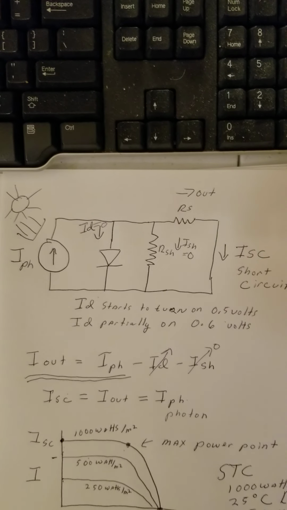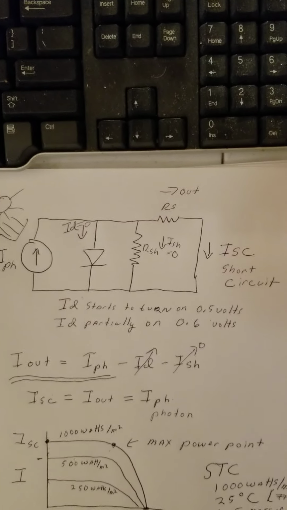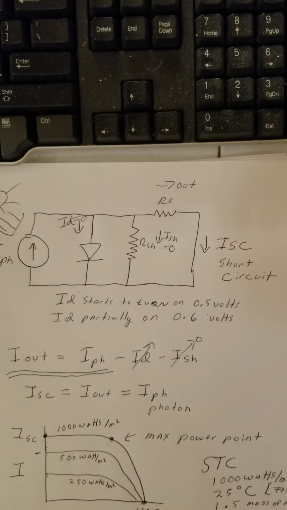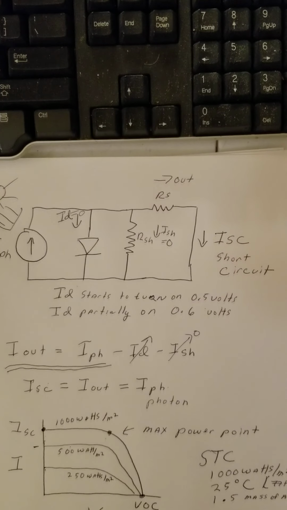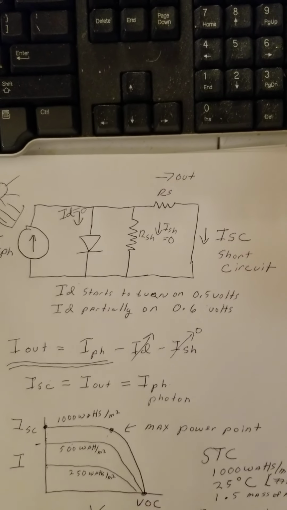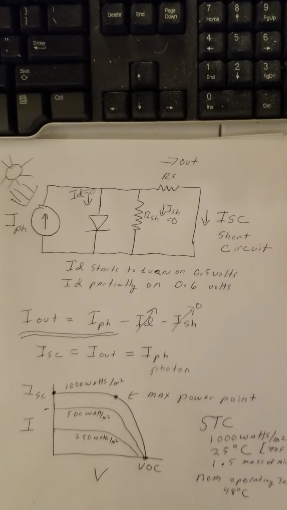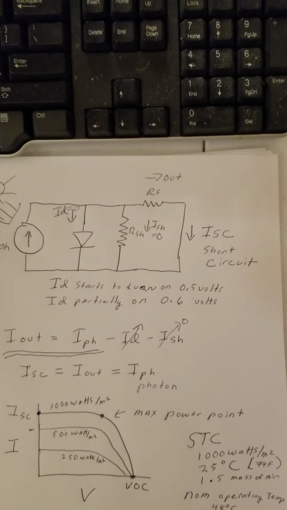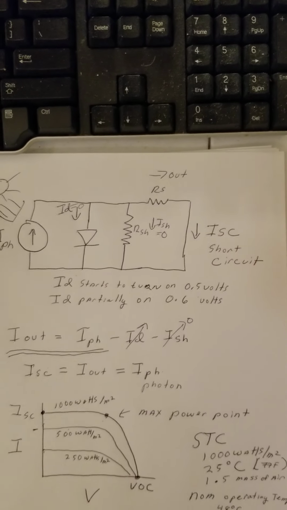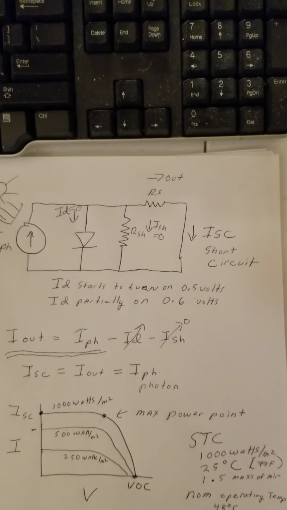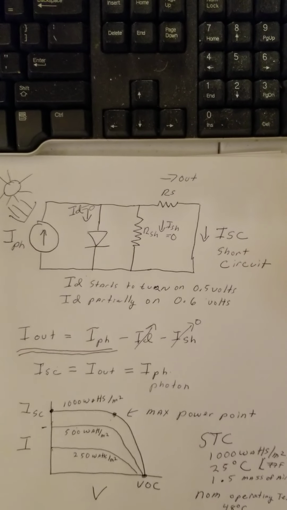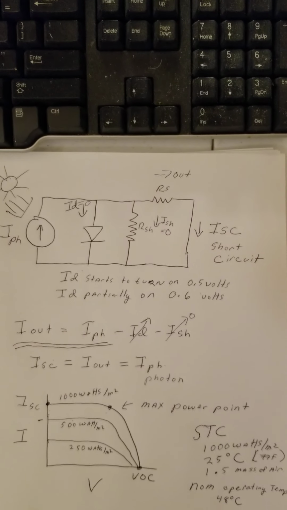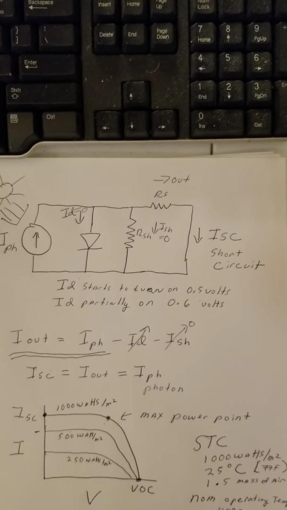Okay? The short circuit current is equal to the output current, and is equal to the photon current. In other words, I short circuit is proportional to the irradiance on a solar panel. You can actually use it as a radiometer, a way to measure the radiation from the sun.